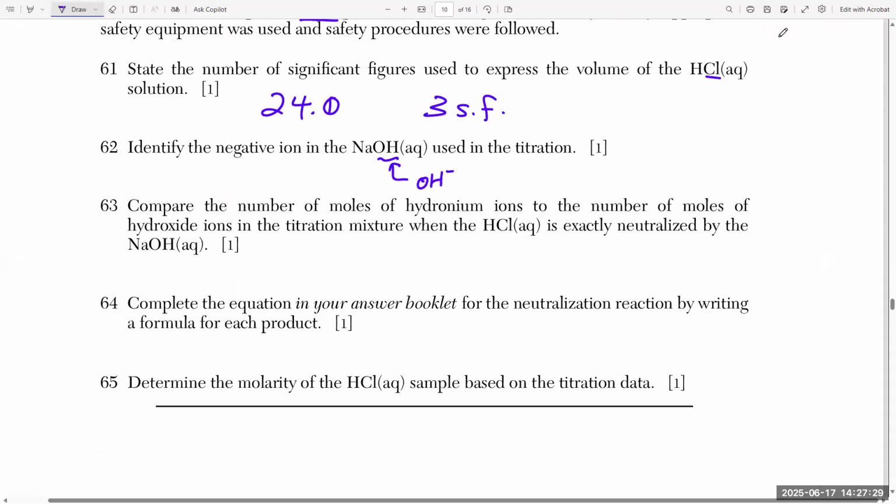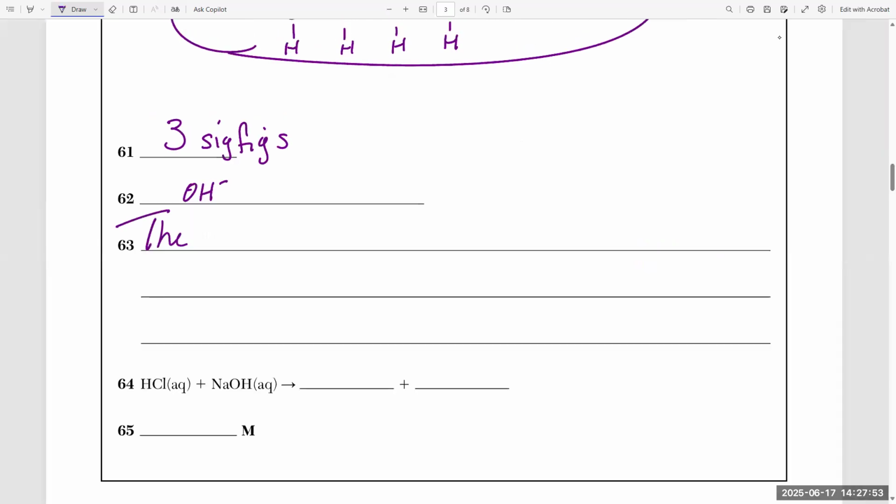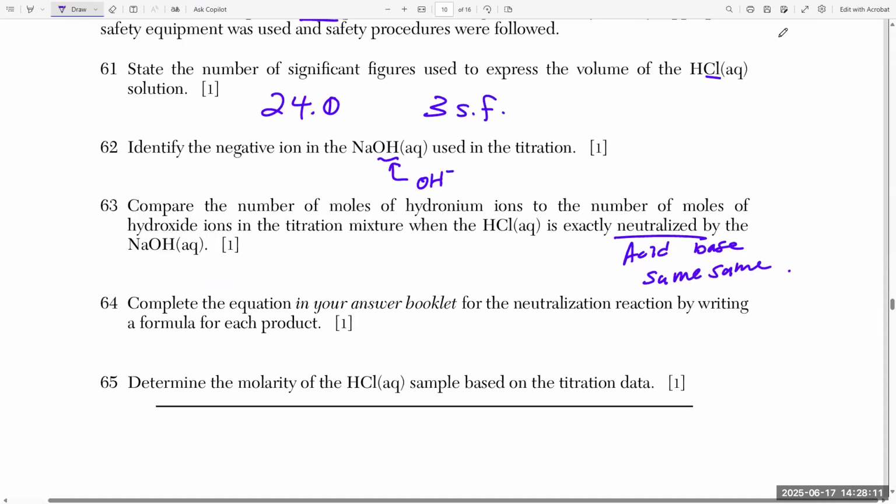Number 63. Compare the number of moles of hydrogen ions, number of moles of hydroxide ions in a titration mixture when a HCl is exactly neutralized. Hey guys, what does that mean? That means acid, base is what? Same, same. What does that mean? Right? That means the number of moles of the OH minus and H3O, you don't have to write this part, are the same, right? Because you're neutralized, right?